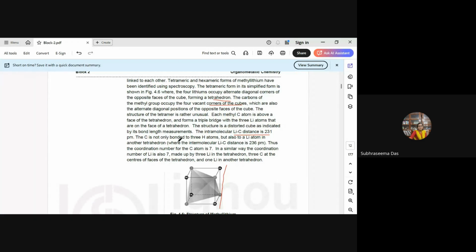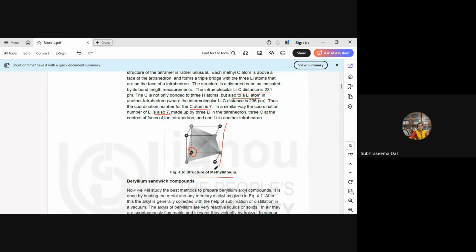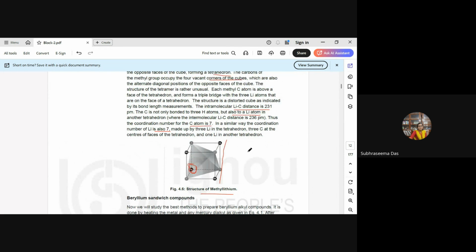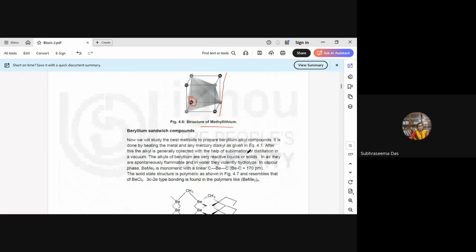Here the carbon is not only bonded to three H atoms, but it is also bonded to a lithium atom, as has been shown here. Thus the coordination number for the carbon atom here is 7. In a similar way, the coordination number of lithium is also 7. So we will always remember that for tetrameric methyl lithium, the coordination number is 7, for carbon it is also 7, and for lithium it is also 7.